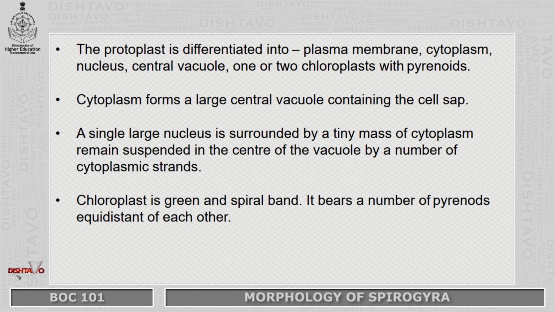The cytoplasm forms a large central vacuole containing the cell sap. A single large nucleus is surrounded by a tiny mass of cytoplasm, and remains suspended in the center of the vacuole by a number of cytoplasmic strands. And the chloroplast is green and in spiral bands. It bears a number of pyrenoids equidistant from each other.